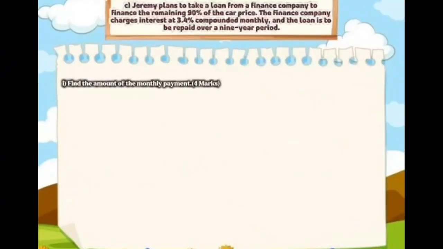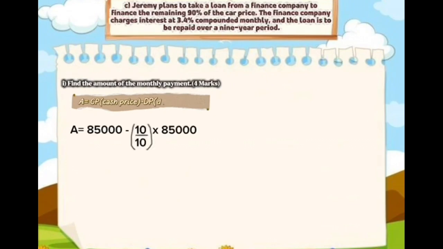Next, for part C1, the car price is 85,000 ringgit. He pays a 10% deposit first. 10% of 85,000 is 8,500 ringgit. So the amount left after paying the deposit is 85,000 ringgit minus 8,500 ringgit equals 76,500 ringgit.